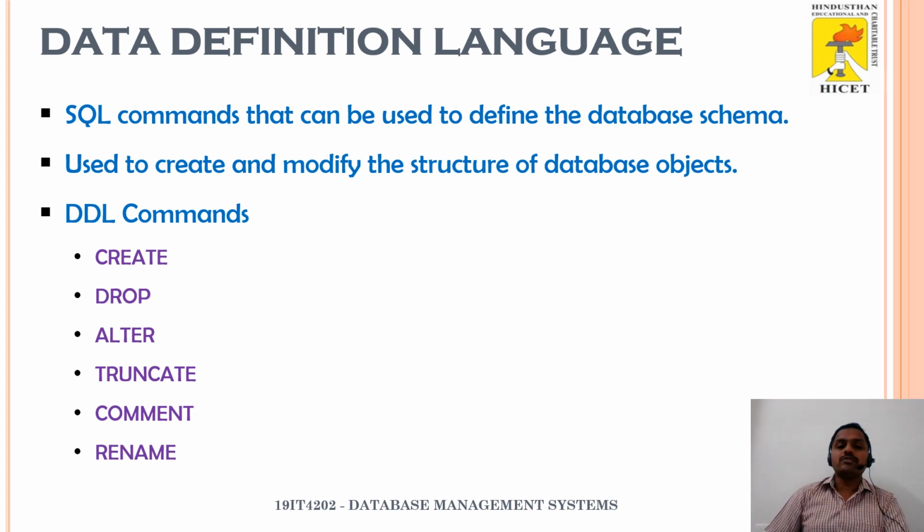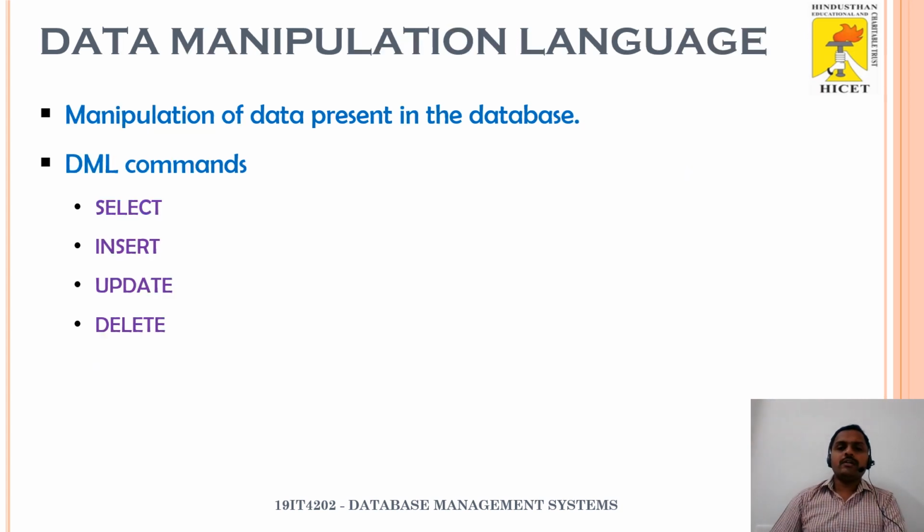There are some commands under DDL. One is create, which is used to create the database, the table, or the view. The drop command drops the table or the database, that is, it removes the whole structure of the database and its objects. The alter command is used to modify the existing structure of database objects. Truncate is used to remove the values from a particular table. Comment is used to explain sections of SQL statements, and also to prevent the execution of SQL statements. And finally, we have the rename command, which is used to rename the created database objects.